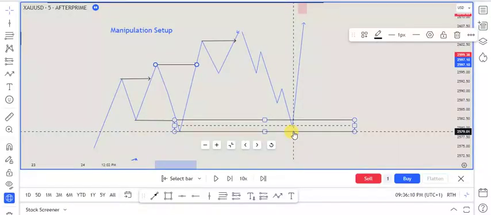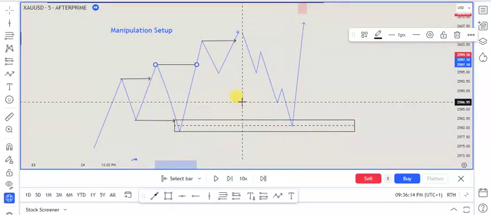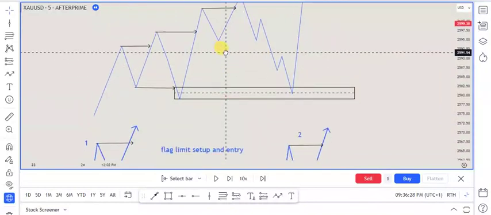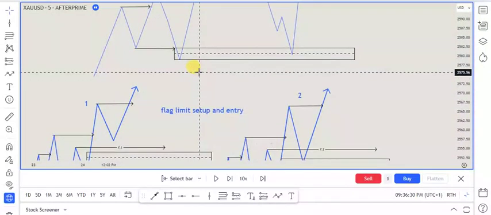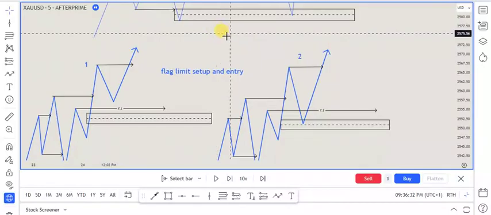I don't want to make this video too long, but if you want to see how to watch the markets for the manipulation setup, then wait till the end. I'm going to take you to the charts and show you candle formation and everything about manipulation, so that you understand better as the chart forms. So this is the flag limit setup.